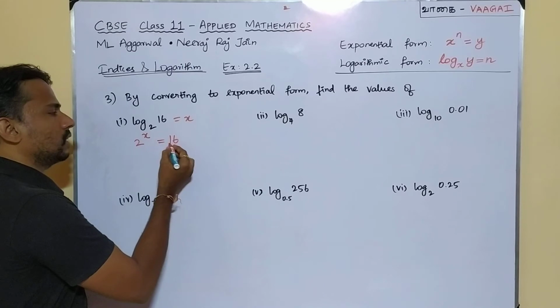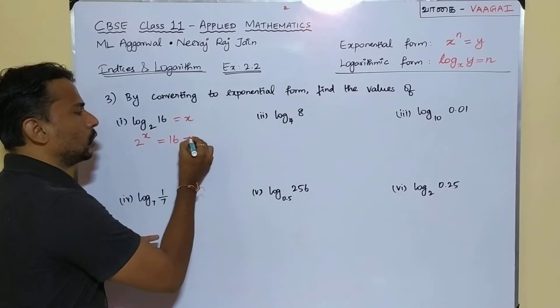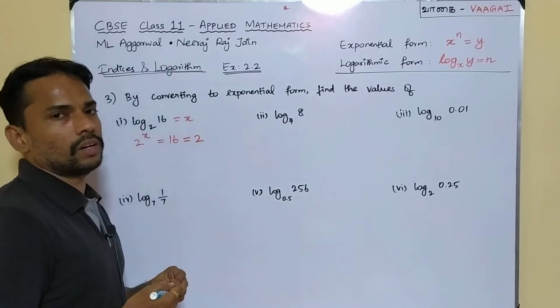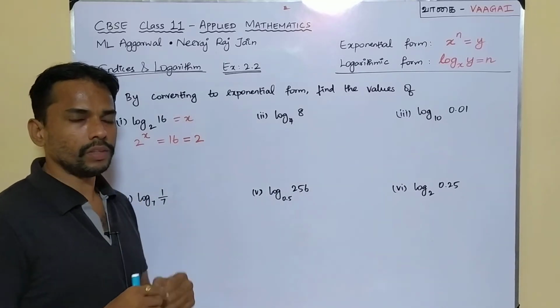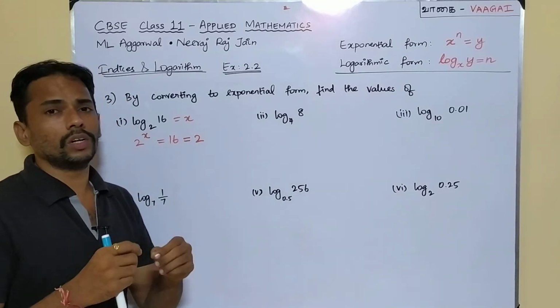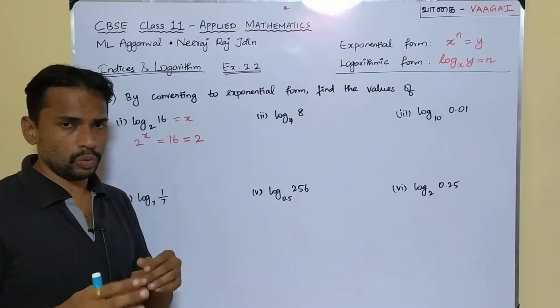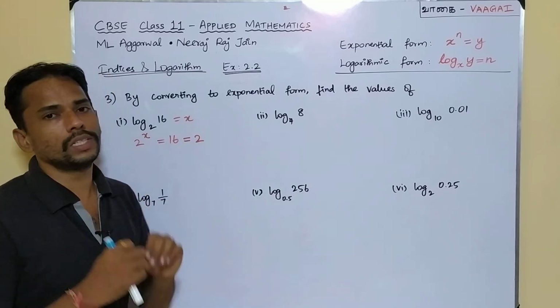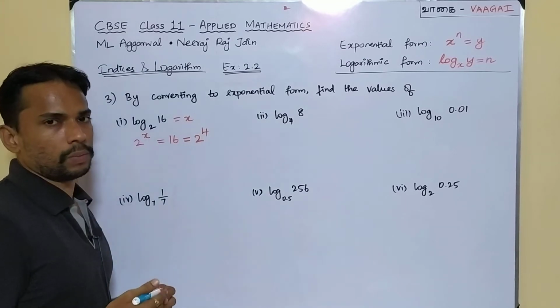So we will have 2 power x is equal to 16. Now listen carefully, this 16 I am going to rewrite as 2 power some number. So you just think and tell, 16 is equal to 2 power what number? Try to see the powers of 2, that itself will tell you the answer. 2 power 1 is 2, 2 square is 4, 2 cube is 8, and 2 power 4 is 16. Is it or not? So that means this 16 can be written as 2 to the power 4.